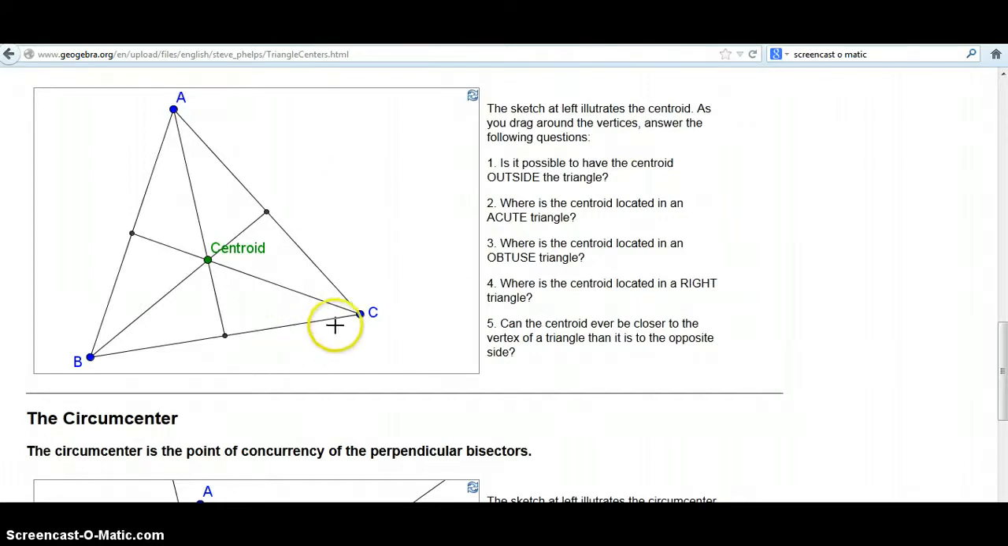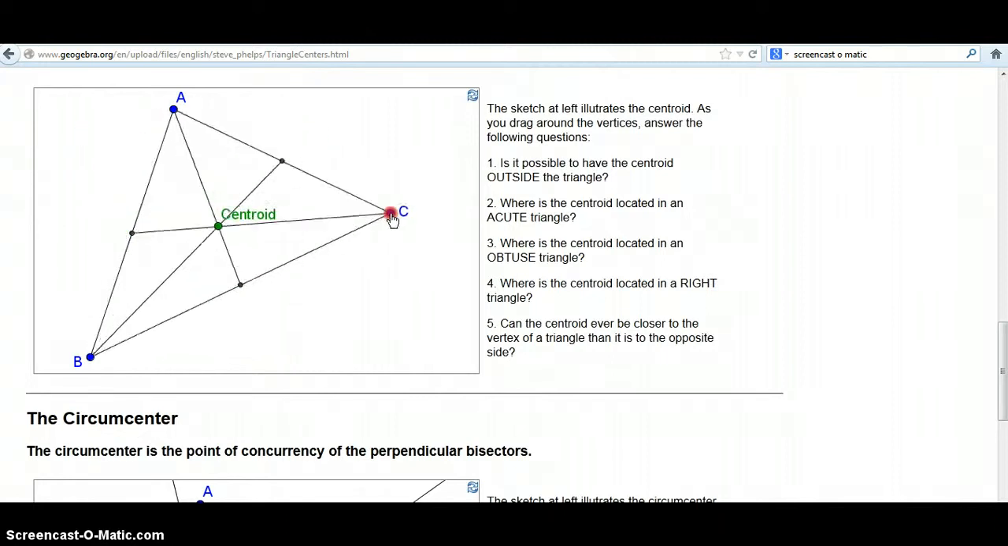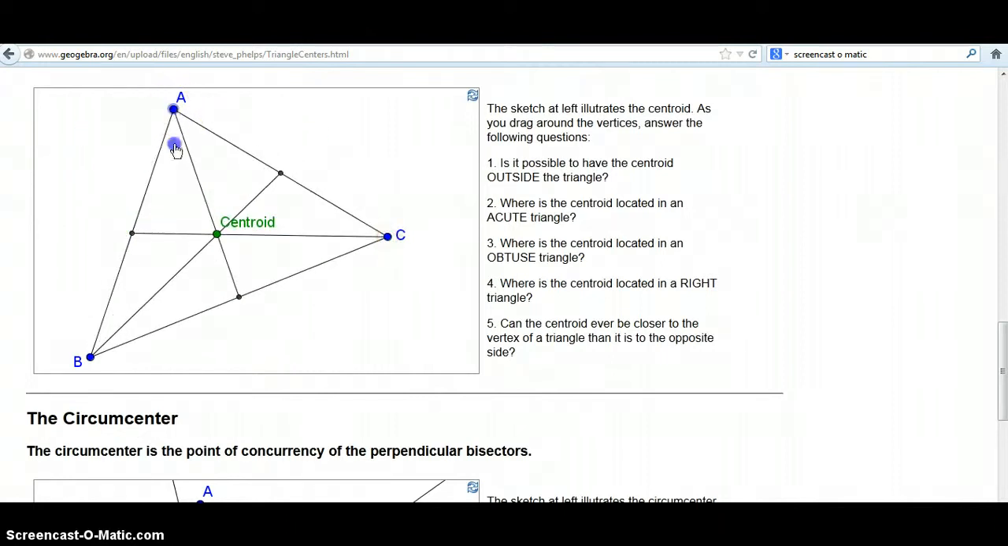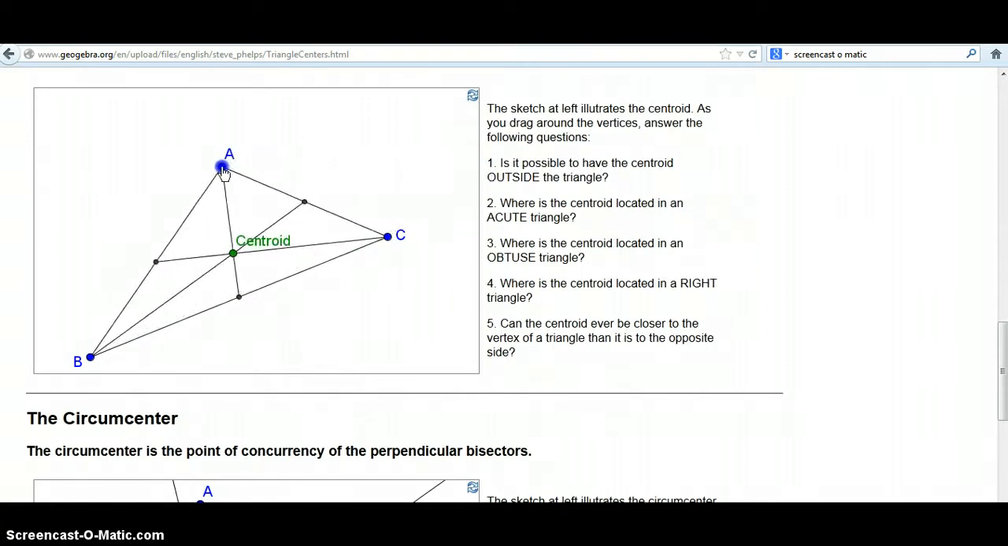So is it possible to have the centroid outside of the triangle? As much as I try, I don't think I'm going to get it outside of the triangle. Nope. Okay, so the answer is no. So that takes care again of 2, 3, and 4. If it's impossible to have it outside of the triangle, in an acute, an obtuse, and a right triangle, it's all going to be located inside of the triangle.